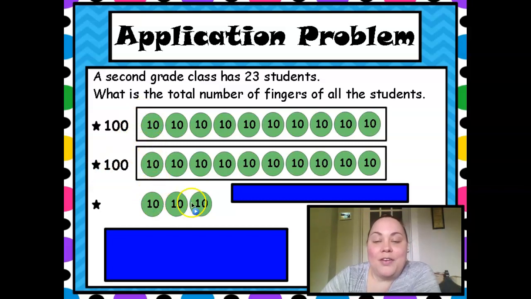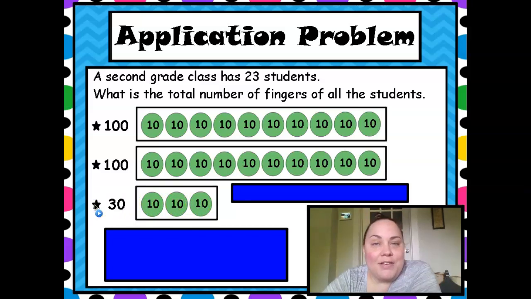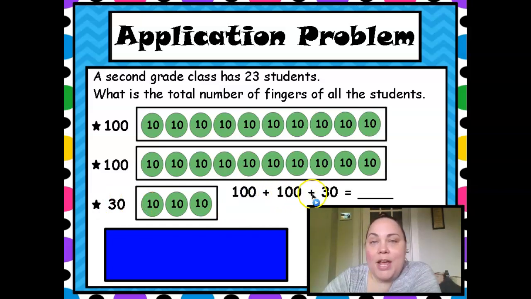Now we have our other 3 students. How many fingers do they have together? Let's count. 10, 20, 30. They have 30 fingers. So if we add all of those up, 100 plus 100 plus 30, how many fingers do they have all together? 230. Now, we need to write that using a statement in a complete sentence. So what is the total number of fingers of all the students?